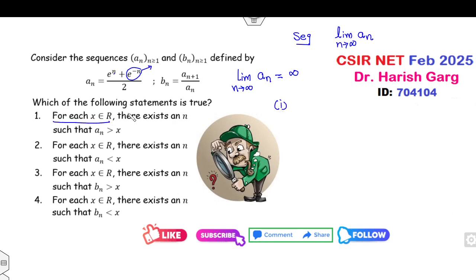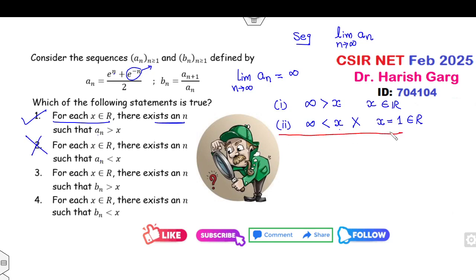For each x, you can choose any x, there exists n so that a_n is greater than x. Can you say yes, for whatever value of x from the real line, infinity is always greater than x. Look at the second option: infinity is less than x. That is wrong, because if you choose x as 1, which belongs to R, then it is not satisfied. Fine. Now look at b_n.